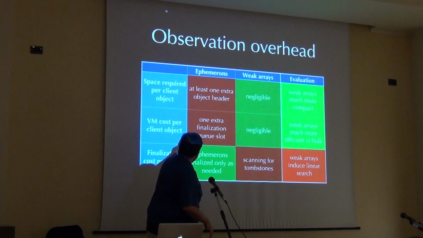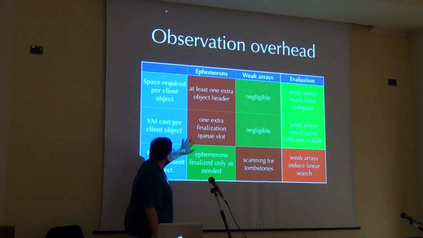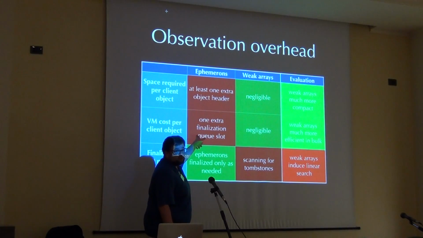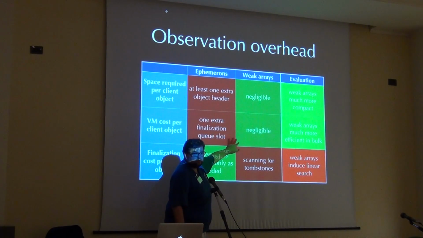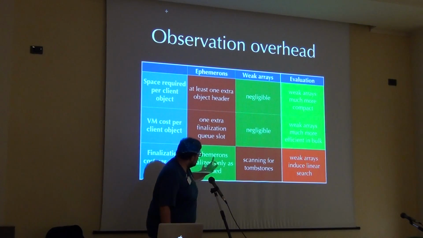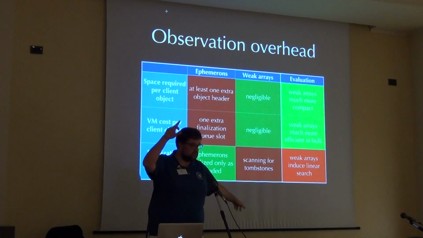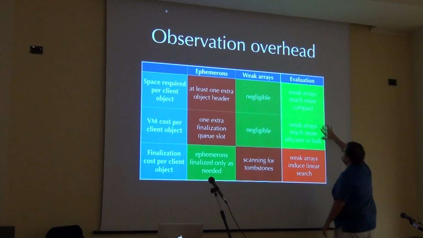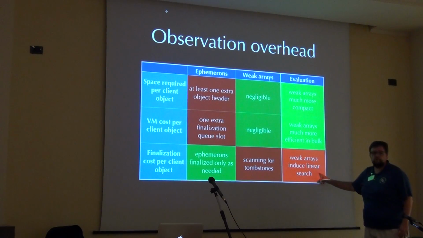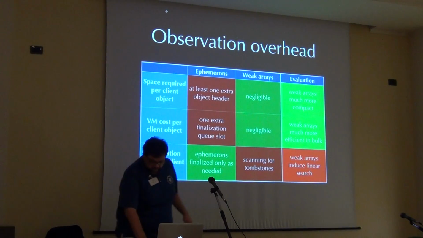And this is important because while ephemerons are great at finalizing one thing at a time, they impose both finalization key growth and extra storage space. And while weak arrays are great at those, because the costs are negligible, however, now we have to scan for tombstones, because the tombstones could be anywhere. And so, although in general, weak arrays are much more effective size-wise, they impose linear search on you. That's not fun anymore. So what to do about that?